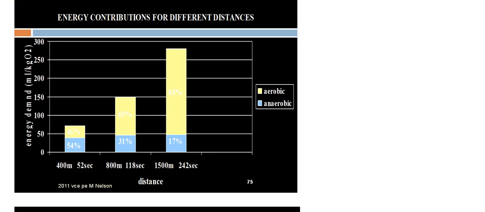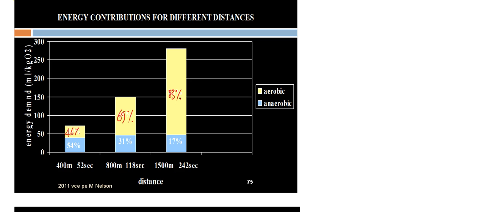So this is looking at different distances. The first one, a 400 meters that's run in 52 seconds: 54% anaerobic, 46% aerobic. 31% anaerobic is now for an 800 meter runner, 69% aerobic. 1500 meters, 17% anaerobic, 83% aerobic.